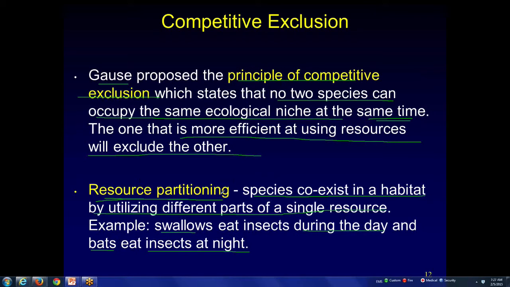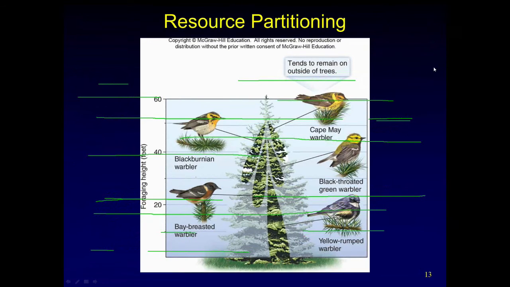Red maple and sugar maple. Well, these trees obviously are very similar. They're both maples. They have a very similar niche. However, the red maple produces its fruits in the springtime, and the sugar maple produces its fruits in the fall. So they can compete less by producing fruits at different times. All right, let's now go to slide 13, picture of resource partitioning.